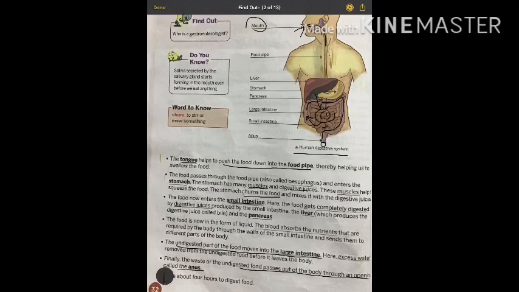All right, students, so this process takes 4 hours to digest food. It takes nearly 4 to 5 hours to digest whatever meal we are eating completely. Then our stomach gets empty and we can have another meal. All right, students, so this was all about the digestive system, a very important process in our body.